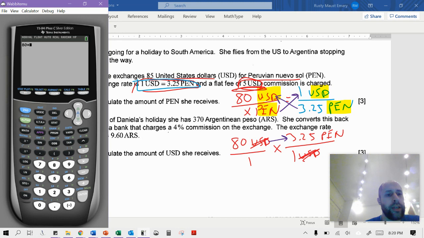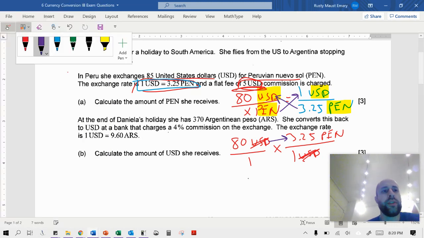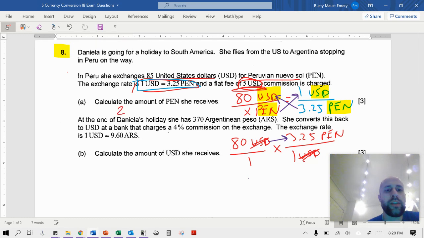So let's do that. 80 times 3.25 is 260. So the amount of PEN she receives is 260, exact on the money. There we go. So the amount of PEN she received is 260.